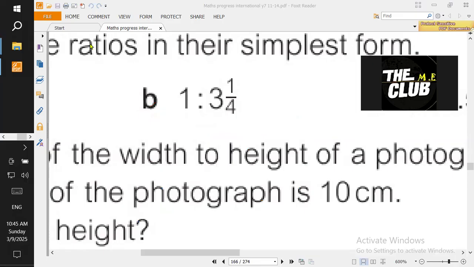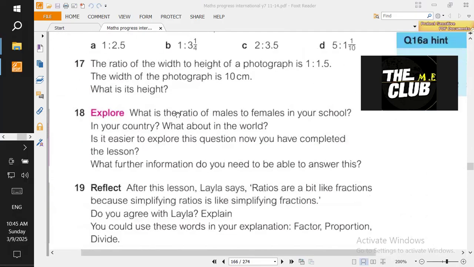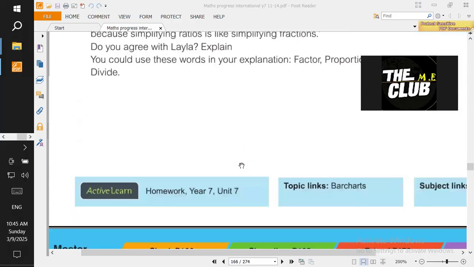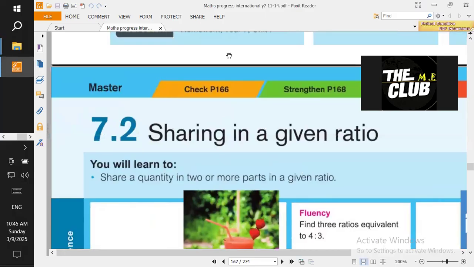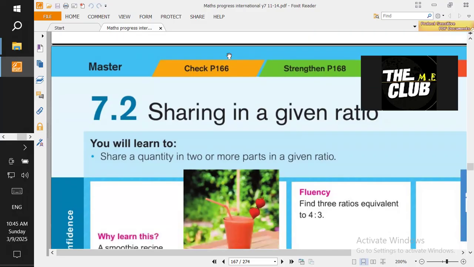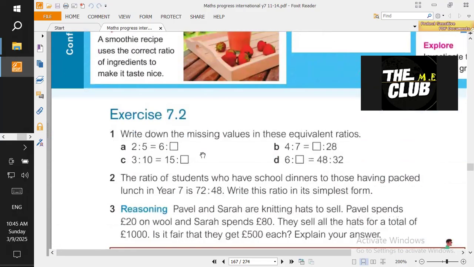Now let's move on to the next question. Same idea of simplifying ratios. Now that's it for this lesson. Let's move on to the next lesson. In the next lesson, we're going to talk about sharing in a given ratio. It means I'm going to have a total number, and then I'm going to share it between 2 or 3 people using a certain ratio. Let's take a look at the examples.